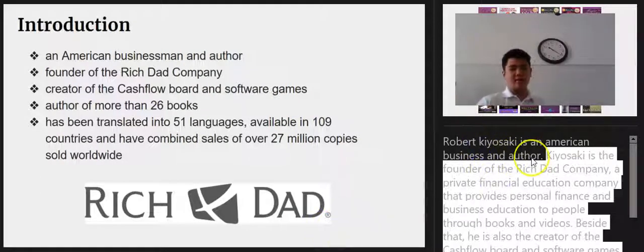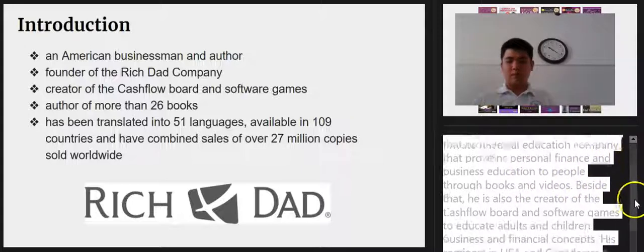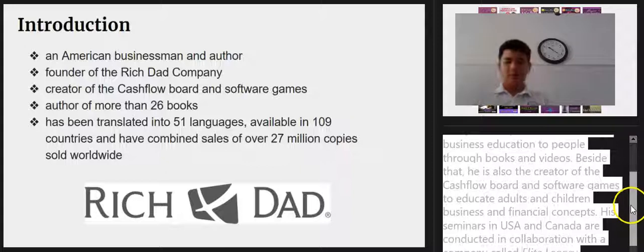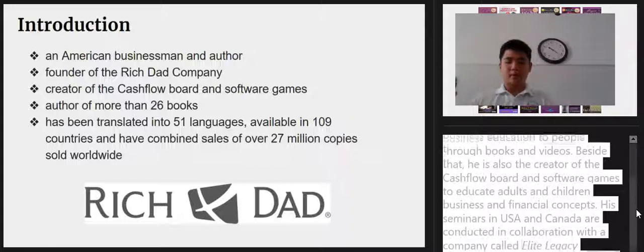Robert Kiyosaki is a businessman and author. Kiyosaki is the founder of Rich Dad Company, a private financial education company that provides personal finance and business education to people through books and video. Besides that, he is also the creator of the Cashflow board and software games to educate adults and children.